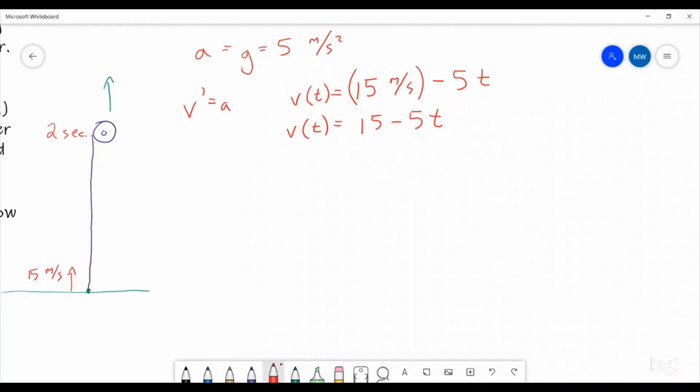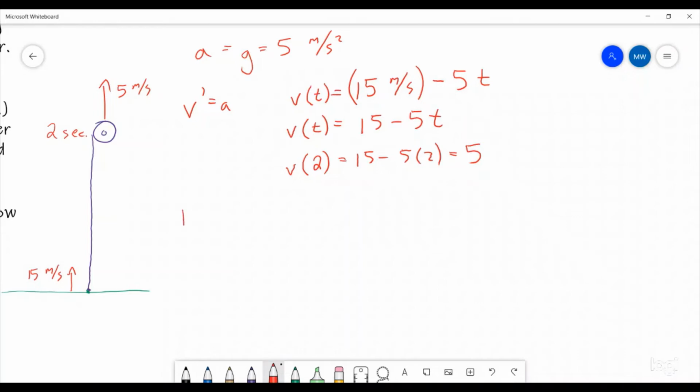Okay, so that means we can now know what's the velocity at the time we care about. Well, the time we care about is 2 seconds. So the velocity at 2 seconds is going to be 15 minus 5 times 2. So that's 15 minus 10, which is equal to 5. So at this specific instant that we care about, it is moving upwards at a velocity of 5 meters per second. And we also are going to need to know, how high up is it?